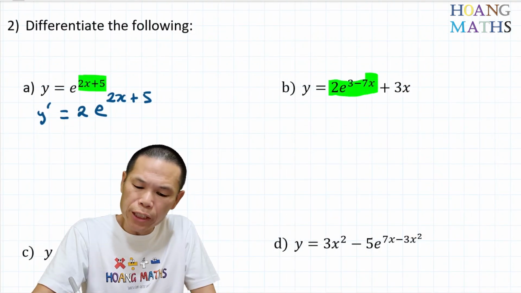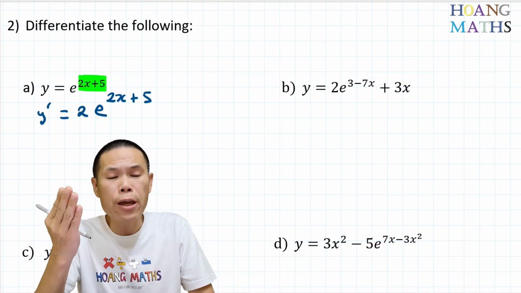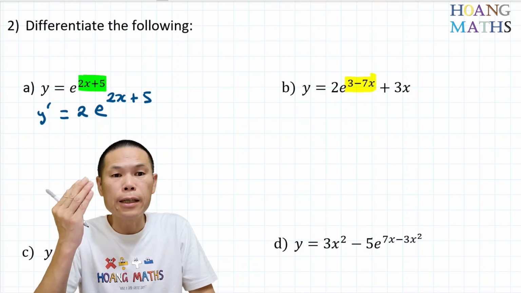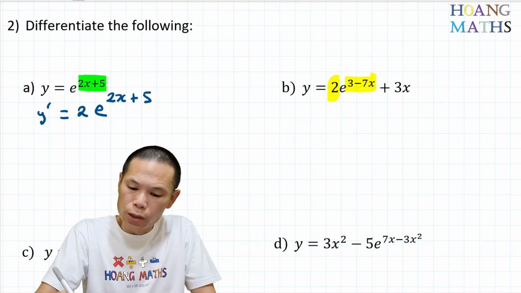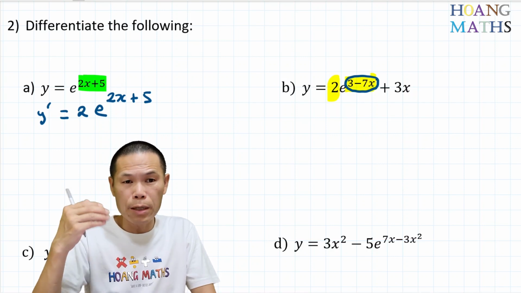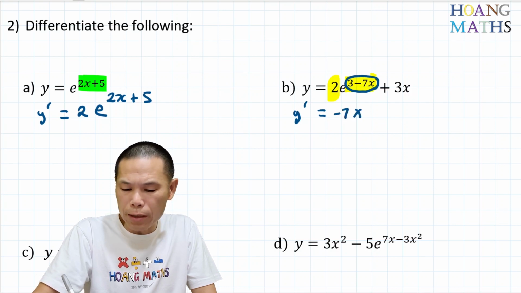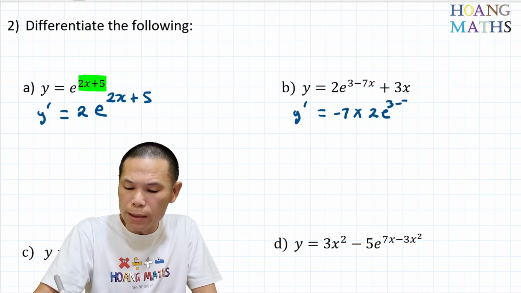First of all, we differentiate this term first, and then we differentiate 3x, okay? So to differentiate 2e to the 3 minus 7x, first of all, we differentiate the power, that is f(x). And we know that 2 is a constant, we leave it as it is, okay? Don't forget. So we differentiate 3 minus 7x, which gives me negative 7. So y dash is equal to f dash x, that is negative 7, times by the function itself, so that is 2e to the 3 minus 7x.